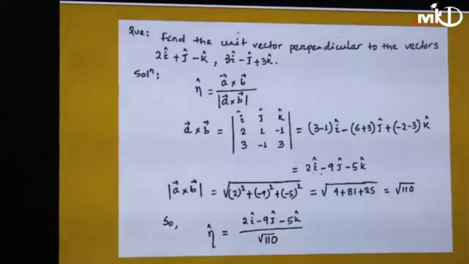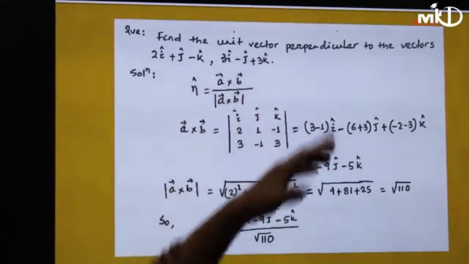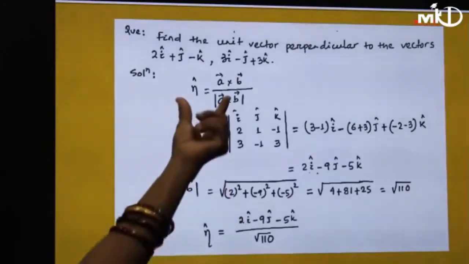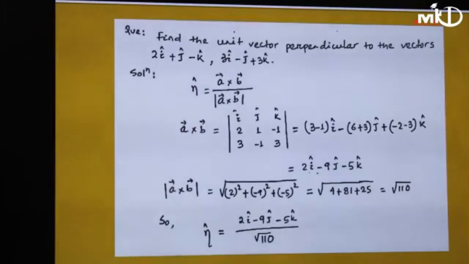And always remember, whenever you find the unit vector perpendicular to both the vectors, this is the formula. Just remember this formula particularly.